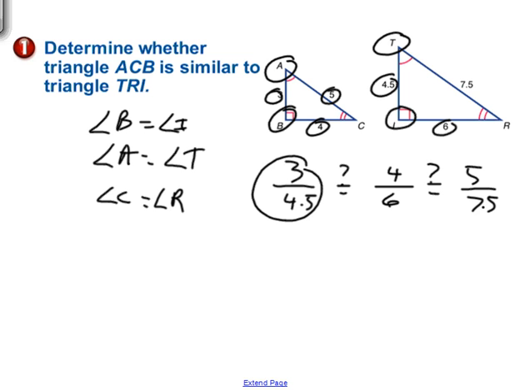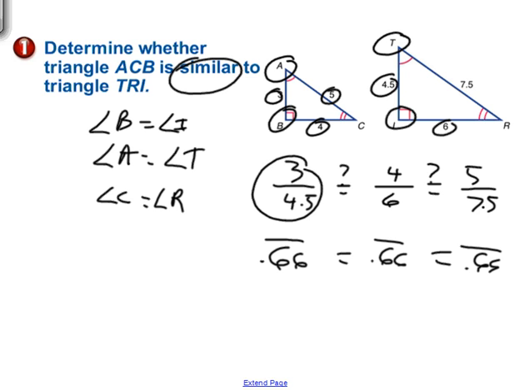Is 0.66. Let's check 4 divided by 6 is equal to 0.66. So far we're on a good track here. And let's go 5 divided by 7.5. And that also is equal to 0.66 with a bar. So yes, these triangles are similar. They meet all the requirements to be similar.